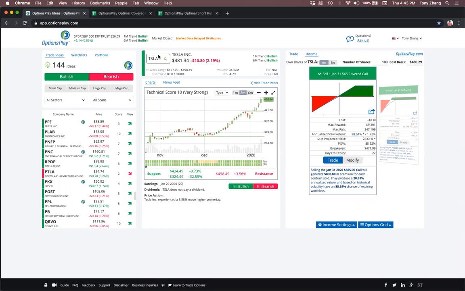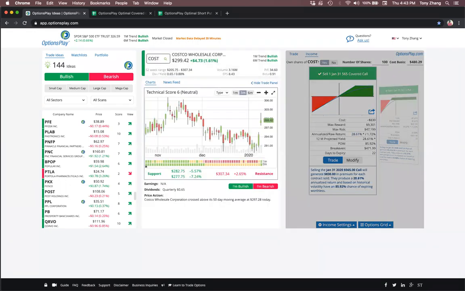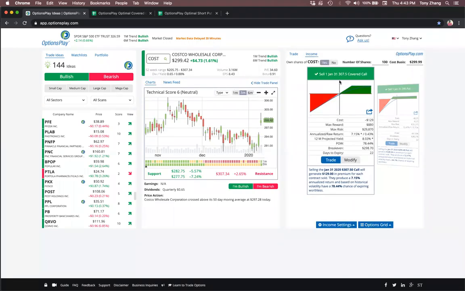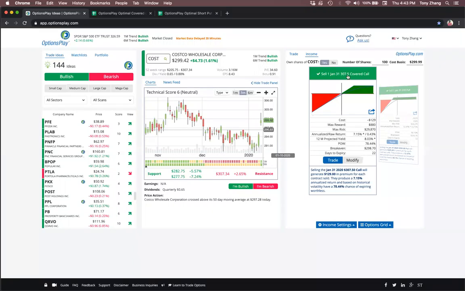I'll do Costco, a stock that many of you probably own in your portfolio. Costco had a pretty big jump today. As you can see here, it's telling me to sell the January 31st 307.5 covered call on the stock that's trading at $299, yielding me $129 in income for the next 22 days on a stock that pays $65 in income for every single quarter. Here, I'm receiving basically double that in just 22 days, which isn't very high, but as you can still see, it's about a 7% yield on these assets.